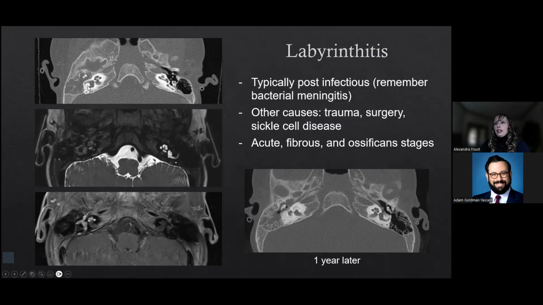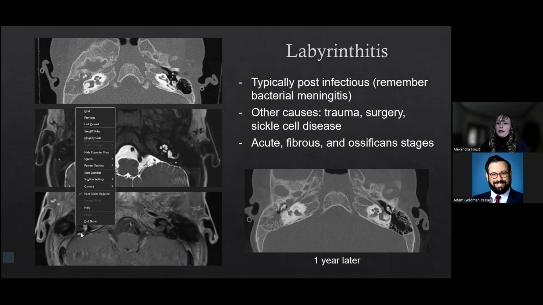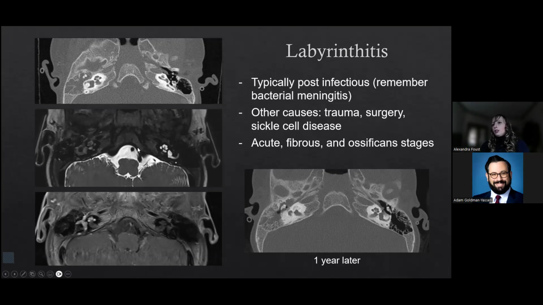This is a subacute case. So I have the CT here just to show you that you can't really see a lot of mineralization yet on the CT. But when we look at MRI, we can see that there's loss of the normal T2 signal in the labyrinthine structures compared to the other side here. And you can see that there's abnormal enhancement throughout the labyrinthine structures as well, compared to non-enhancement in the normal side. And then, unfortunately, not treated.